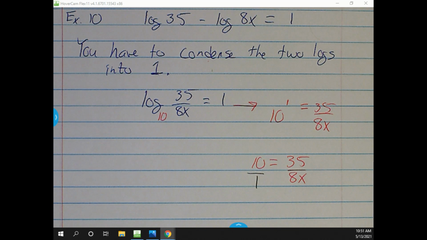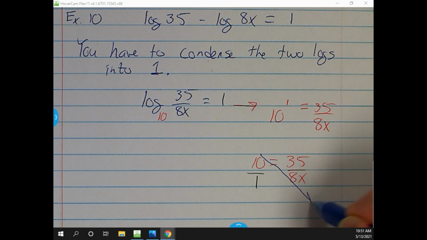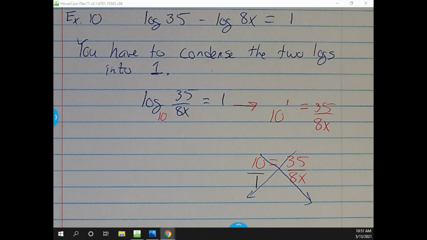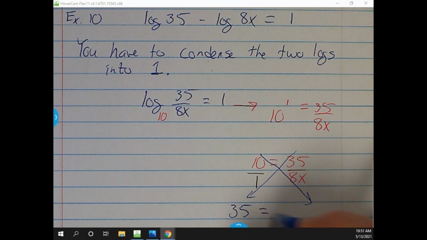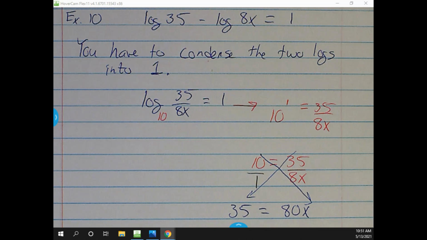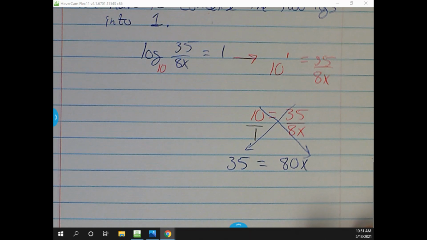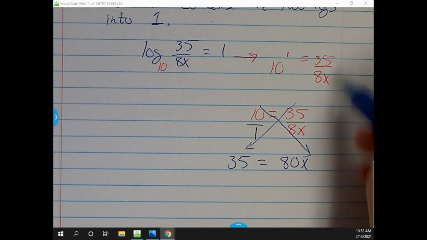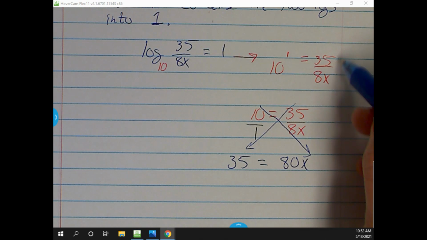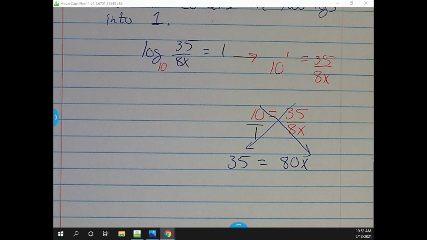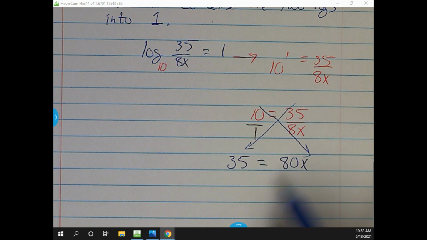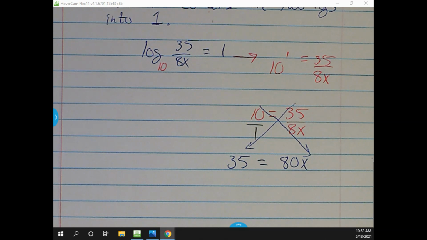Just put the 10 over 1, so you have two fractions. And once you have two fractions, then you just do cross products. So it's 10 times 8x and then 35 times 1. Okay, if x were on top, it would have been really easy. If x had been up here, we'd have multiplied by 8 and divided by 35. This one, with x on the bottom, is kind of backwards. But the easiest way is again to put this number over 1, make it so you have two fractions, and then you just do cross products.